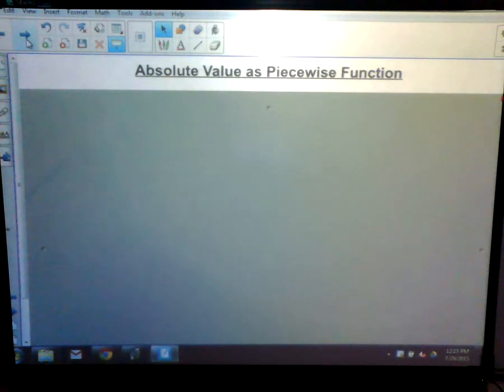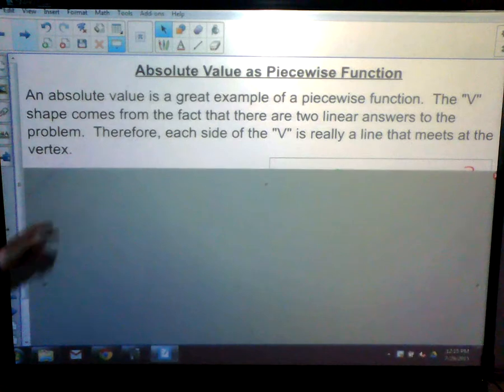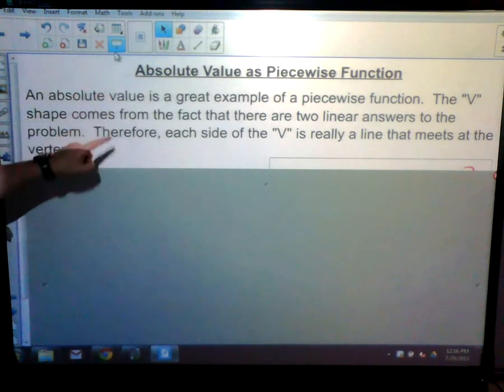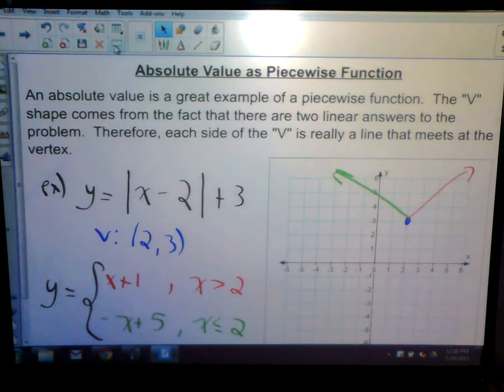How do I write absolute value as a piecewise function? Absolute value is a great example of a piecewise function. The V shape comes from the fact that there are two lines to the problem. Therefore, each side of the V is really a line that meets at the vertex. Take a look at this.